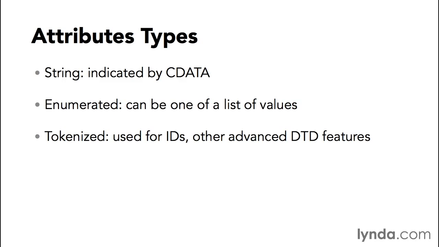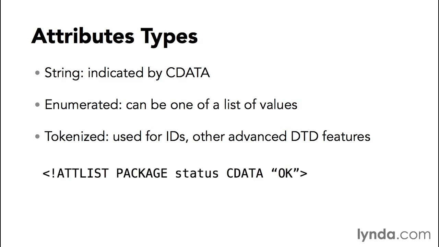The string type is declared like this. And in this example, we're declaring a status attribute for a package element. And in this case, it's a string attribute because of the CDATA keyword. And the default value is in the quotes there at the end, and it's defaulting to OK. So what this means is if you don't define the status attribute on an element in an XML file and you request the value of that attribute using the DOM API, it will still have the default value of OK, just as if you had typed it into the XML data and put it there yourself.